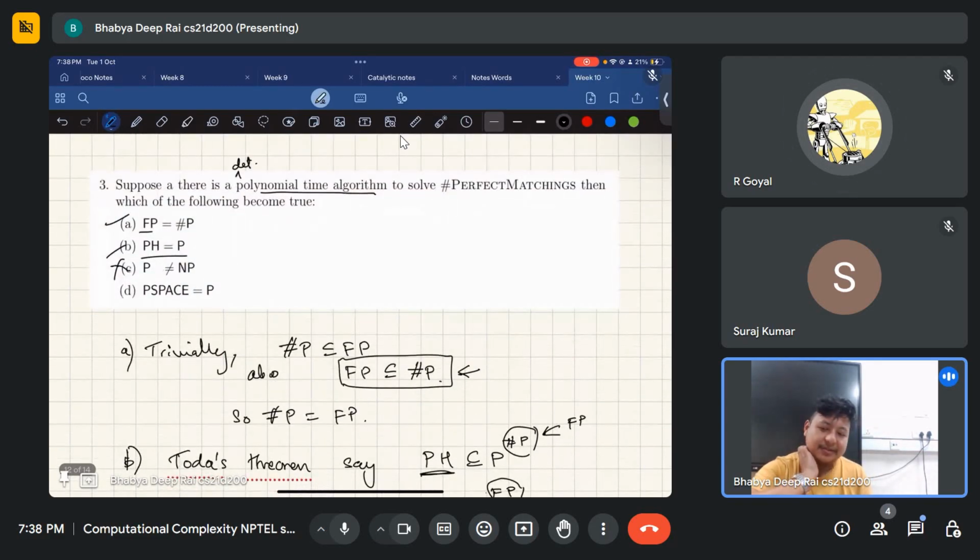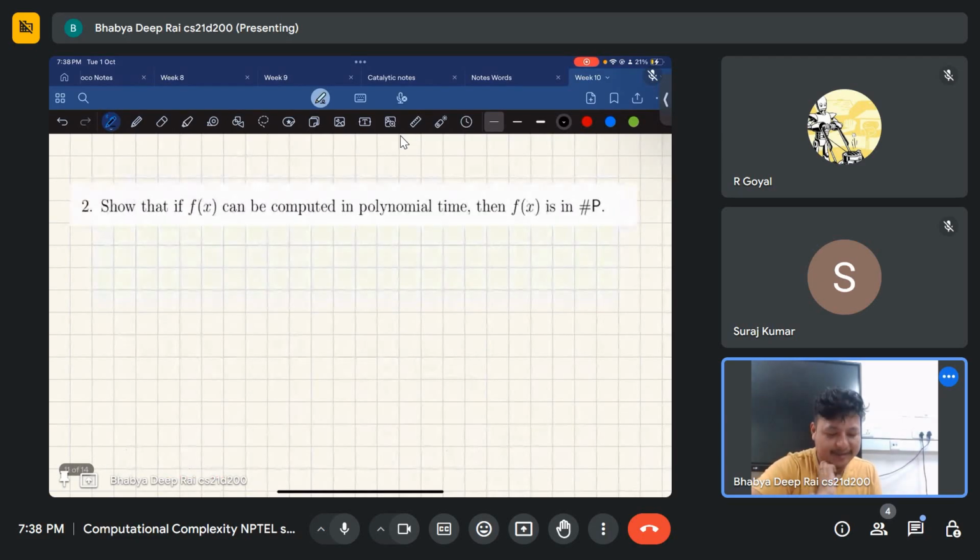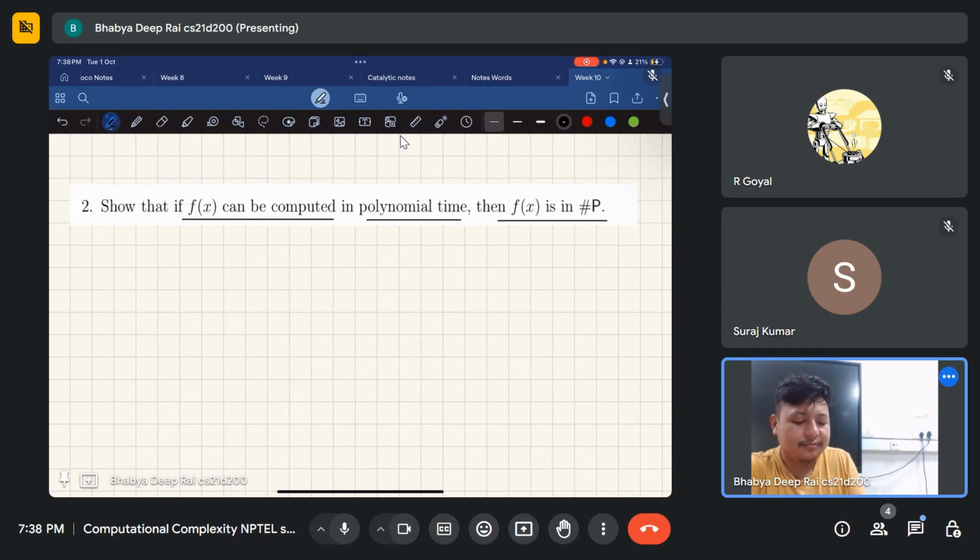So that is this question. Now addressing this question, FP is contained in sharp P. So this is the same question. Show that if f(x) can be computed in polynomial time, then f(x) is in sharp P. So think about it for once.